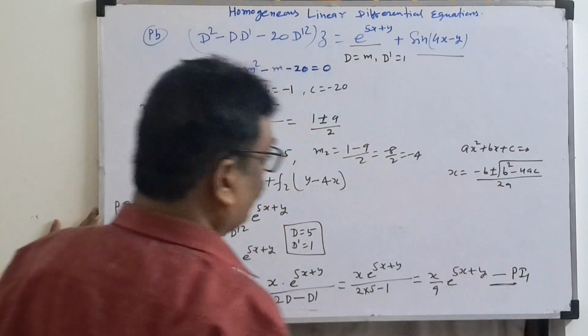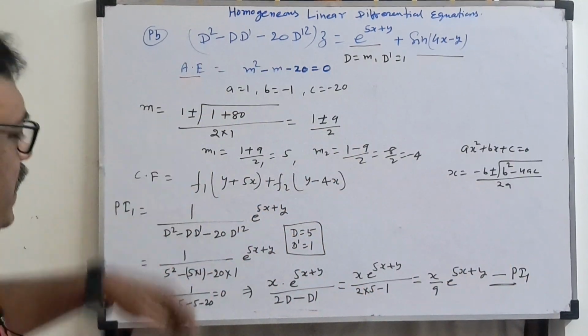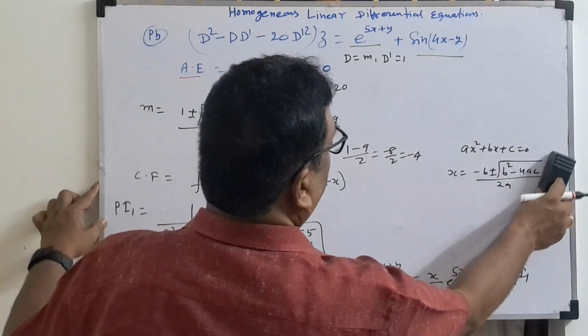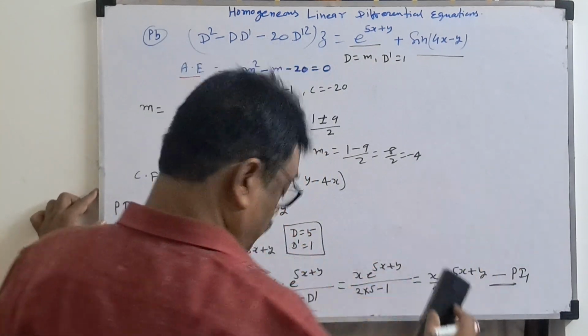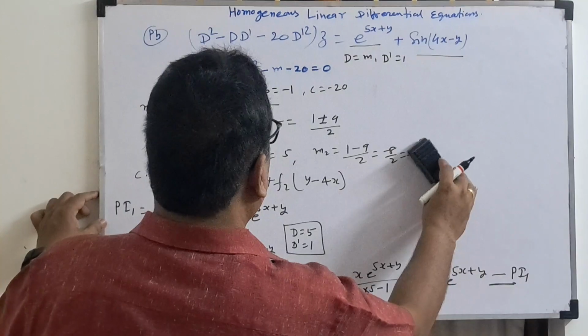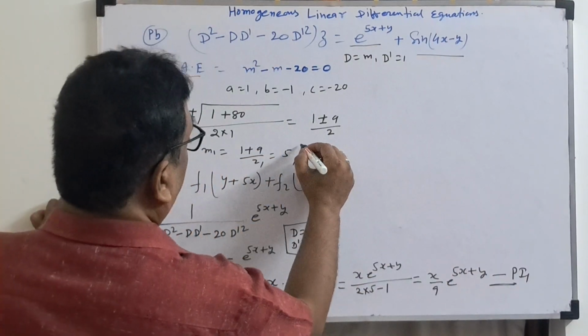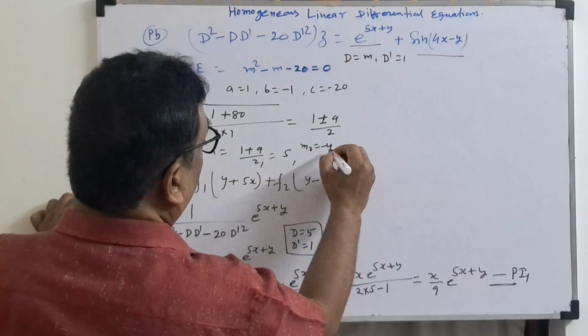We got the pi1. Now we'll find the pi2. So we'll see this side. I will write the pi2. So here m1, m2 value, m2 value we write here, m2 is equal to minus 4.